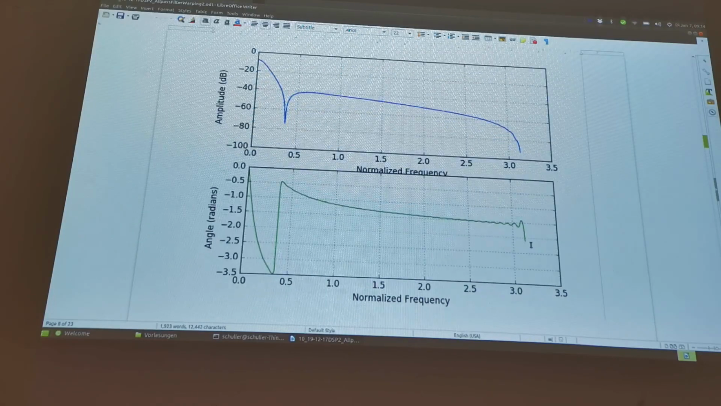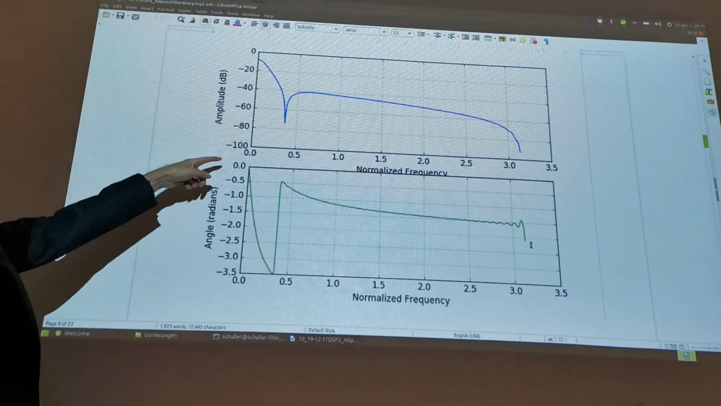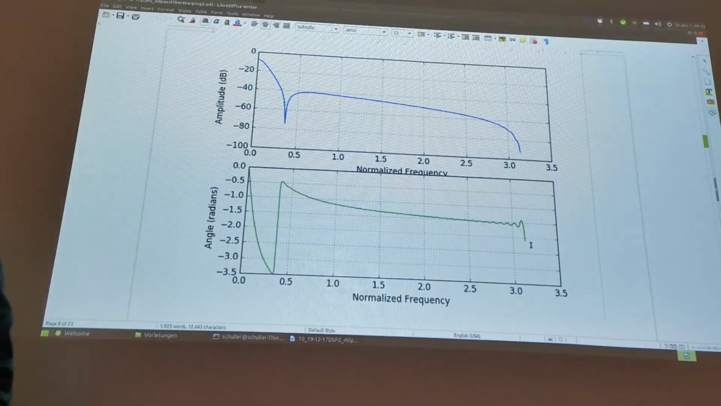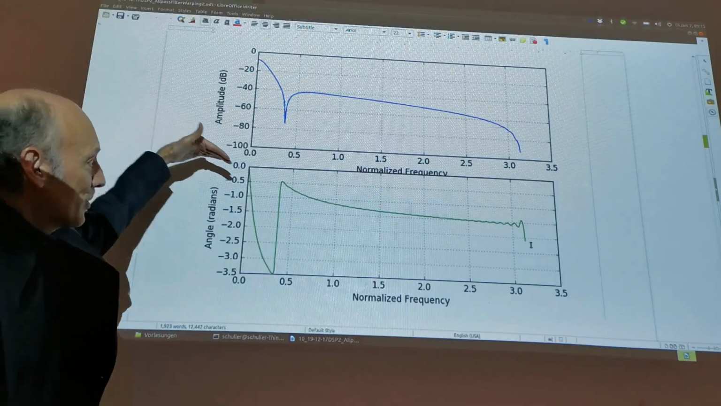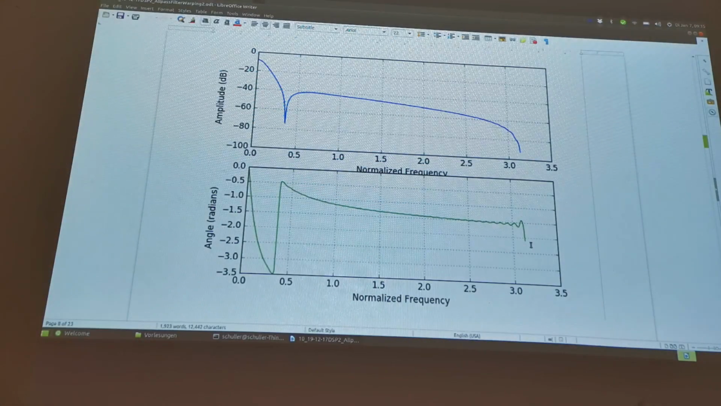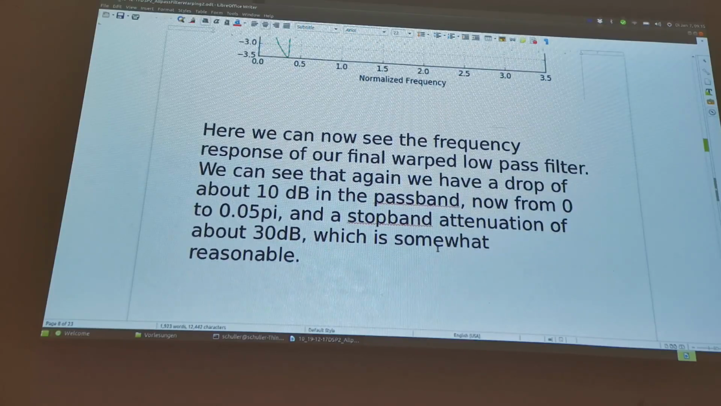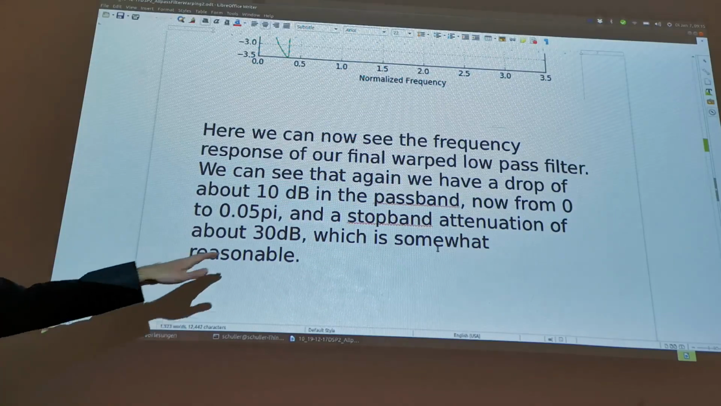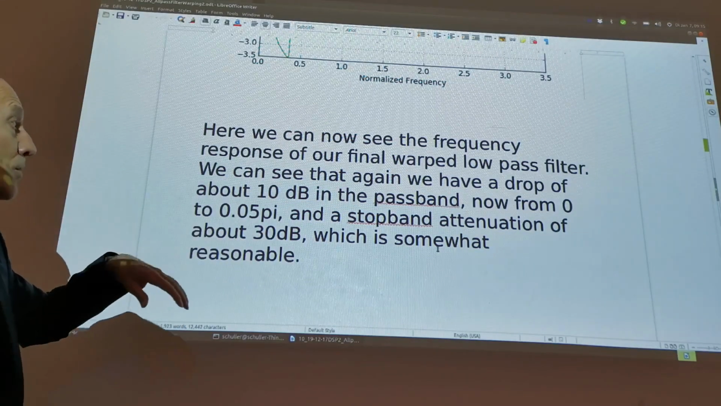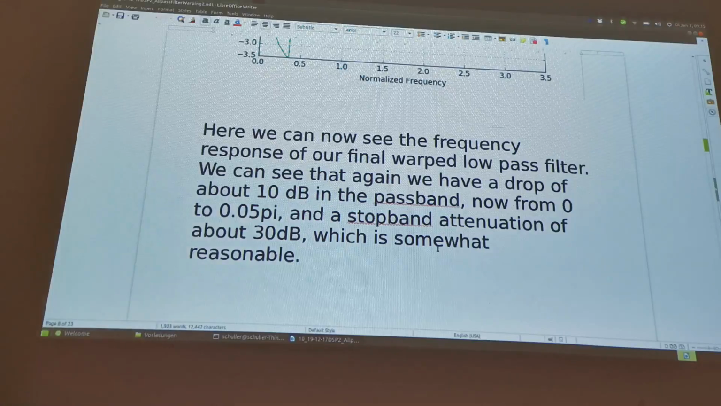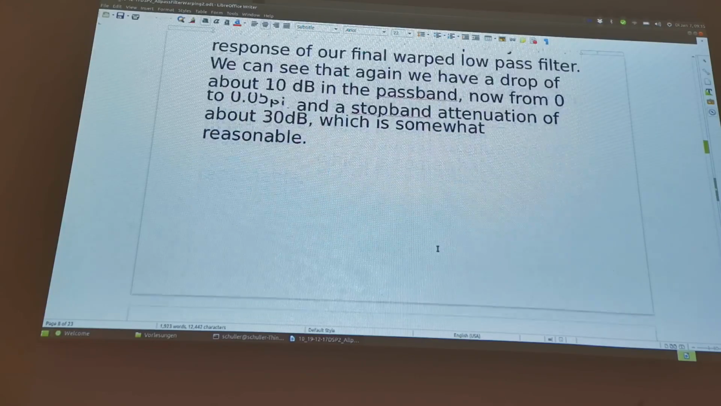Right? And you can also take a look at the phase, and you can see the phase is very non-linear here. So this is unlike the non-warp version. For the non-warp version, we had a useless filter, but it had a linear phase. Right? So for the non-warp, we had a linear phase, which means all frequencies get the same delay. Here it's very non-linear. Yeah, so this is what I just said. So we get about 30 dB stop attenuation and a very narrow pass band from 0 to about 0.05 pi. So this is what we wanted to have. And we see that with warping we can do it.